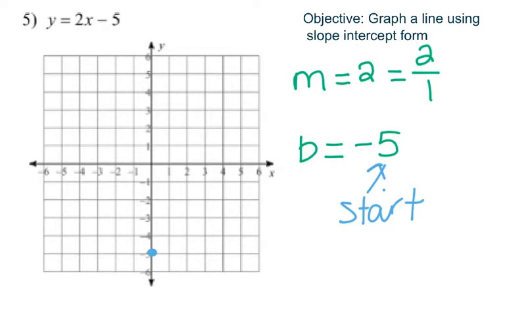That's the y-intercept. Now I'm going to rise 2 and run 1. I can actually do it again. Rise 2, run 1. I'm going to put a point where I hit. So now I'm going to just draw a line through those 3 points and then put the arrows at the end. Because remember, a line goes on forever and ever.